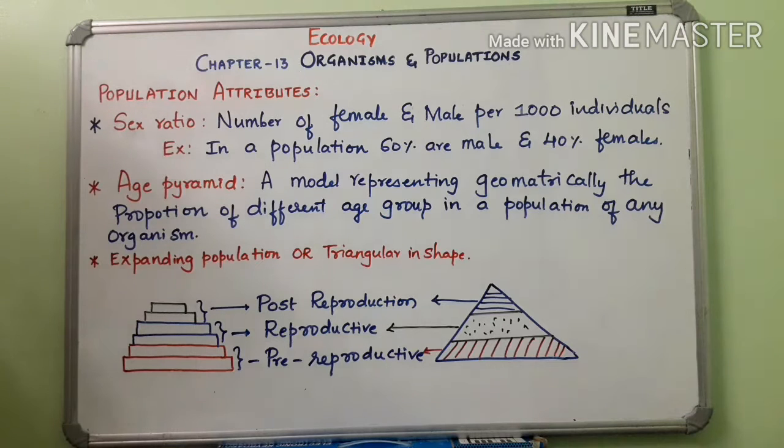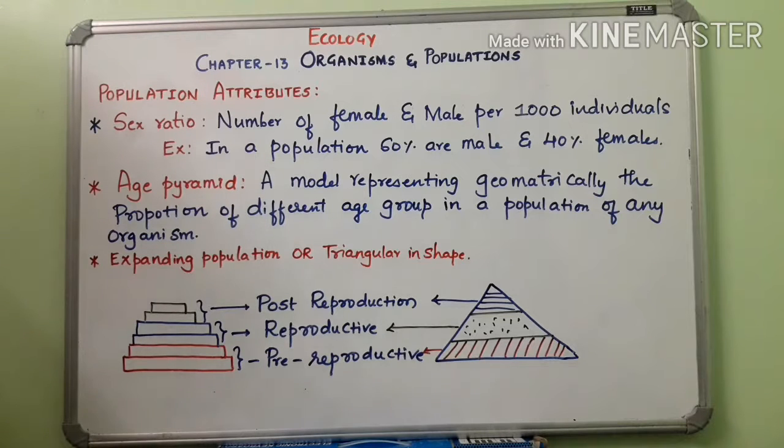Next, the reproductive stage. It is the age group between 14 years and 45 years. Between these ages, from puberty to 45 years, females can undergo the process of reproduction. That stage we call the reproductive stage. Next, the pre-reproductive stage, from birth to puberty, that is the 0 to 14 age group. That indicates the pre-reproductive stage.